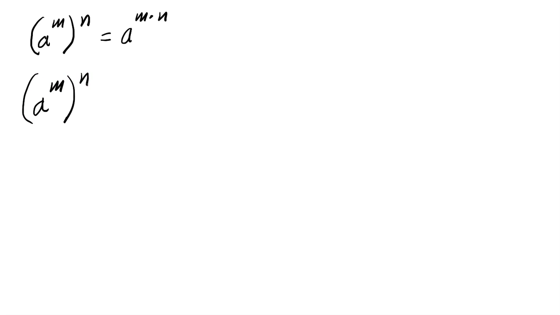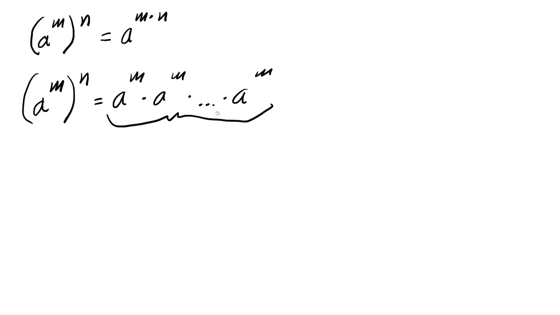Another rule is this one, a raised to the power of m, then this exponent raised to the power of n. Then the rule says that this is m multiplied by n. So why is this? Yeah, if we have a raised to the power m raised to the power of n, this is a raised to the power of m multiplied by itself n times, per definition.